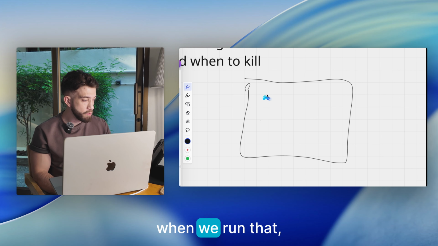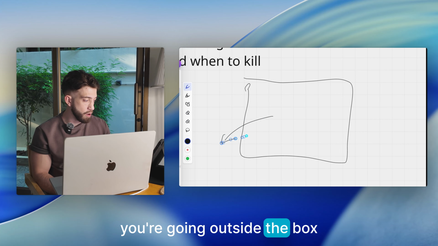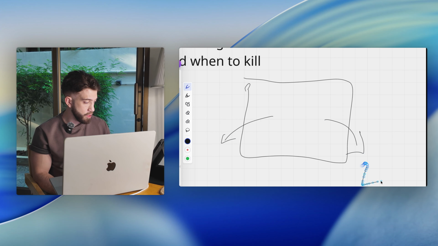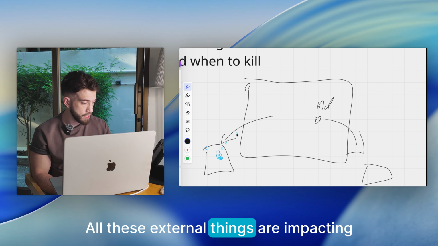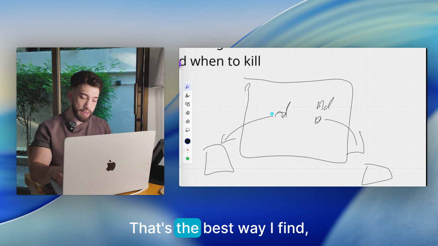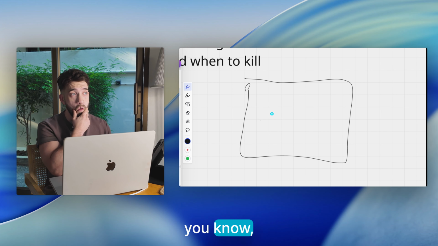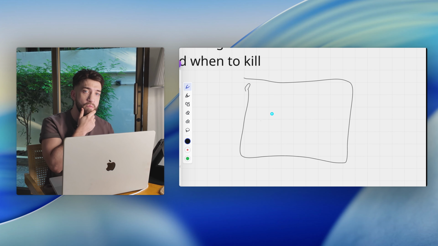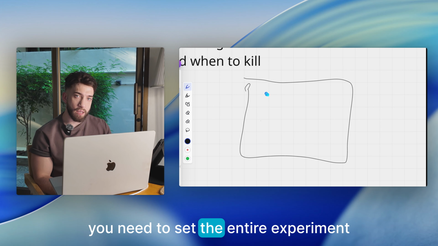And so when we run an ad, or when you run a CBO, and you have different volumes of spend going to different things on what is basically the same ad, you're going outside the box where this can impact this, and that's the ad, right? All these external things are impacting the ad, so you don't know really what's going on. And so the best way I find, and we've seen this from consulting with very experienced media buyers, is that you need to set the entire experiment being the same.